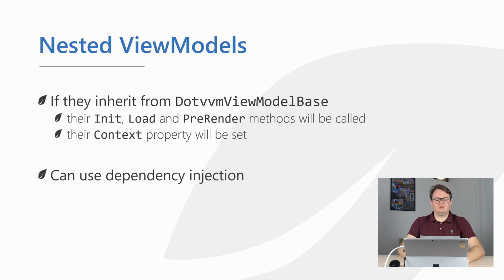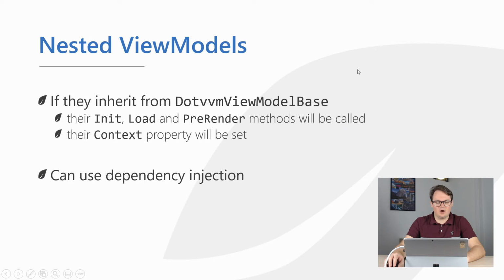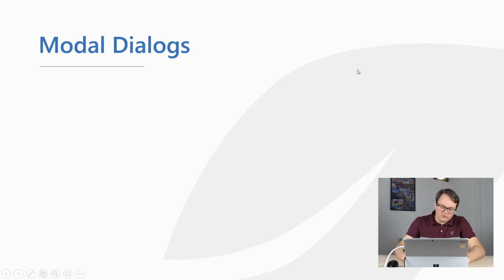Even the nested view models can use dependency injection, and we will also see this in a while. And there is also a trick if you want, for example, to create a modal dialog. This is a special case, and you also want to have a nested view model for a modal dialog. So the contents of the window should have its own view model.